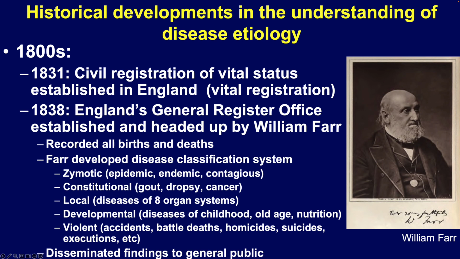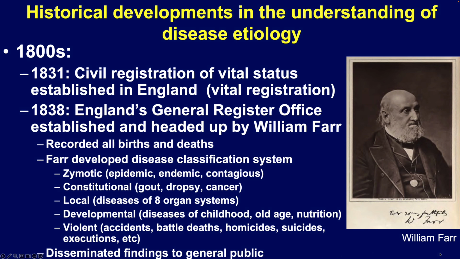In the 1800s, that recommendation that Petty and Grant had put forward in the 1500s about establishing a central government office to register births and deaths didn't quite happen right away. But by 1831, the government of England finally saw fit to establish such an office, and the General Registrar's Office of England was headed up by William Farr, beginning in 1838. This new office was responsible for capturing information on the vital events of births and deaths.